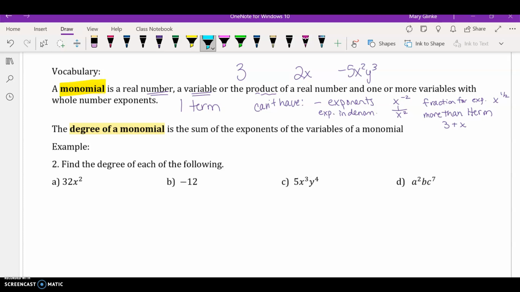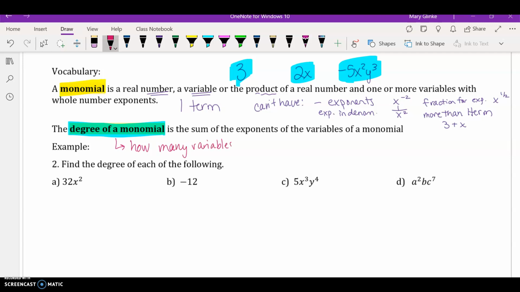If you do have something that is only one term, we can find the degree of the monomial by adding together all of the variable exponents. So the degree is really asking how many variables are in that monomial. So for instance, this one here, 2x squared, this is one term, it's a monomial. How many variables are there? Well, there's 2 because x squared indicates that there's 2 x's.